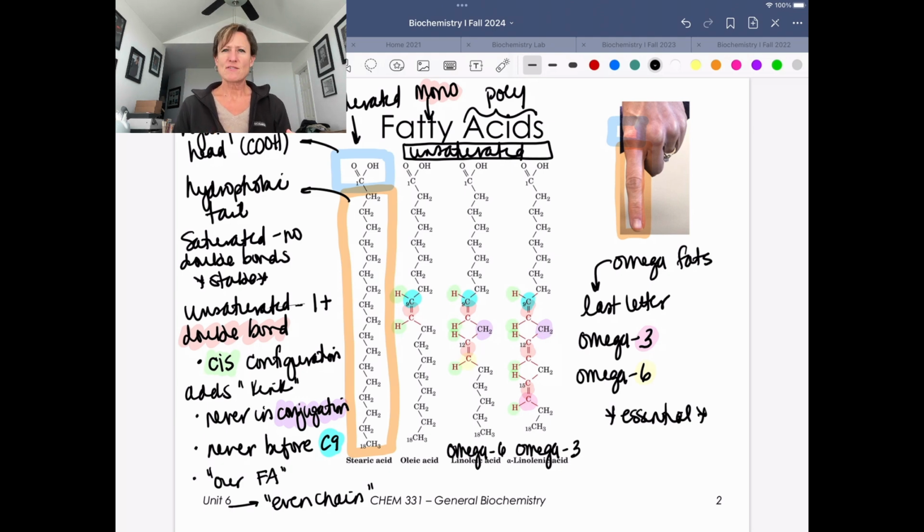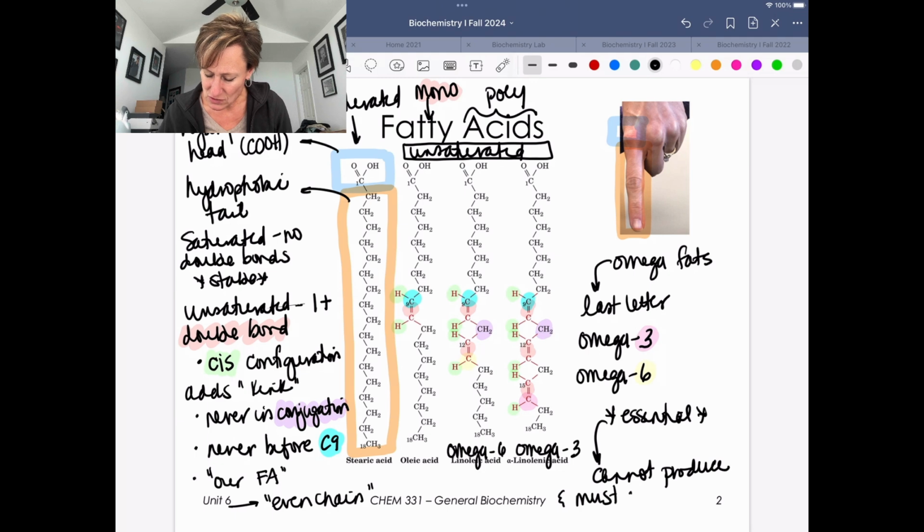So when we have something that is necessary, your body needs it. You need glucose, but you can make glucose yourself. Something that is essential means you cannot produce it and you must consume it in your diet. So cannot produce and must consume in your diet. That is the definition of something that is essential from a dietary standpoint, okay?